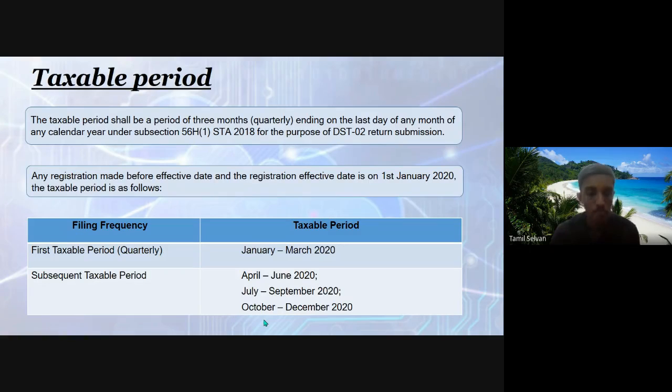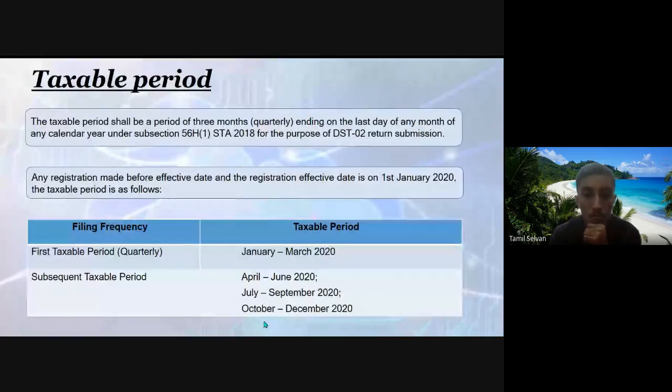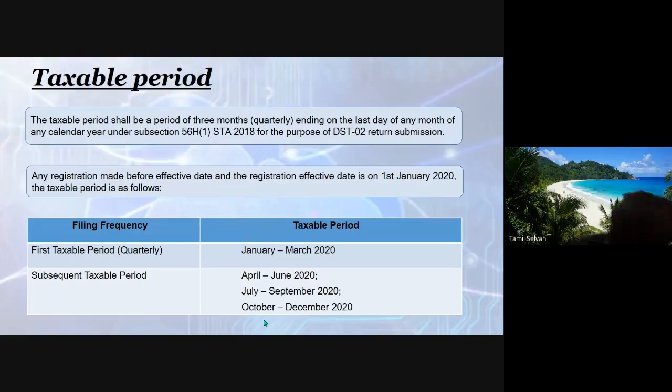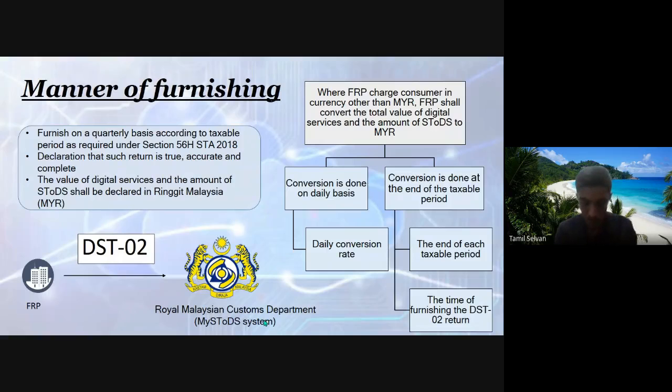Billing frequency and taxable period. First tax period quarterly, January to March, and subsequent taxable periods April to June, July to September, October to December 2020.